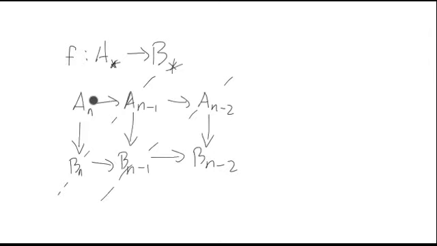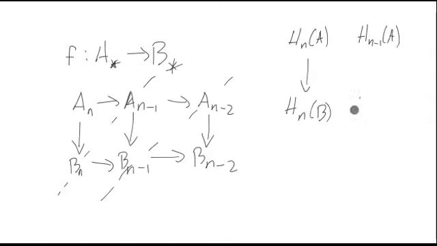Let's start off by taking homology with respect to horizontal arrows. And so in that case, we'd have HnA would map down to HnB. Let's even write the next one down. Okay, Hn minus 1 of B. And we have vertical arrows between those homologies.